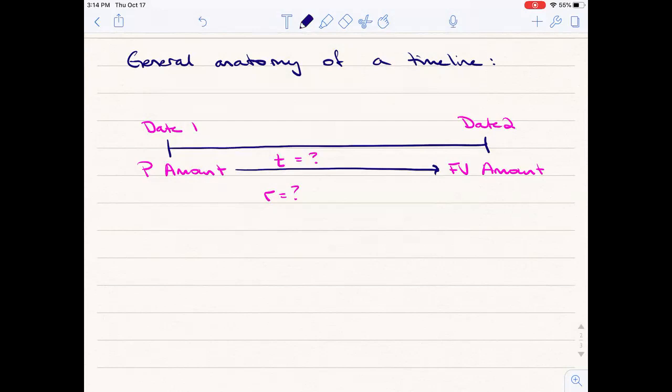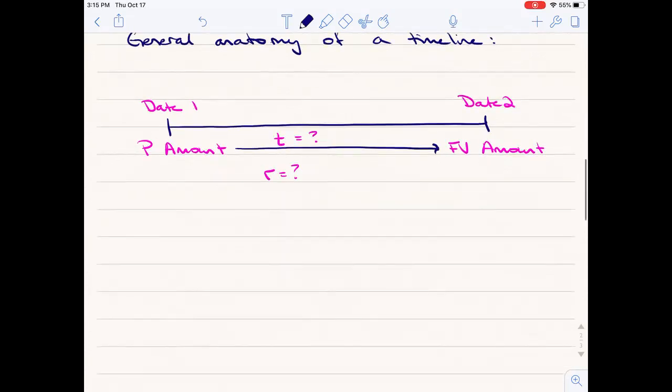We could also have the arrow going this way from the future value to the principal amount, right? And so those questions would be if we were solving for the principal amount, right? So we're usually given one and we have to find the other, or we know both and then we're solving for T or R, right? So same as the formula, it's just a kind of a summary of whatever's in the question, and then it shows you what you have to solve for. Okay.